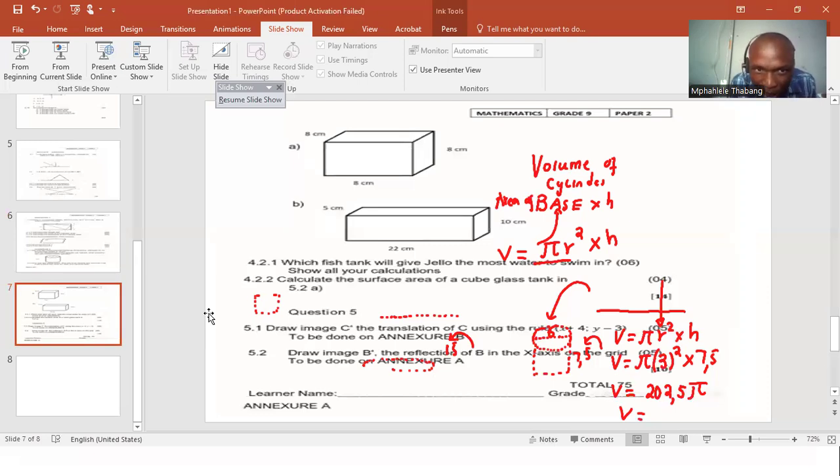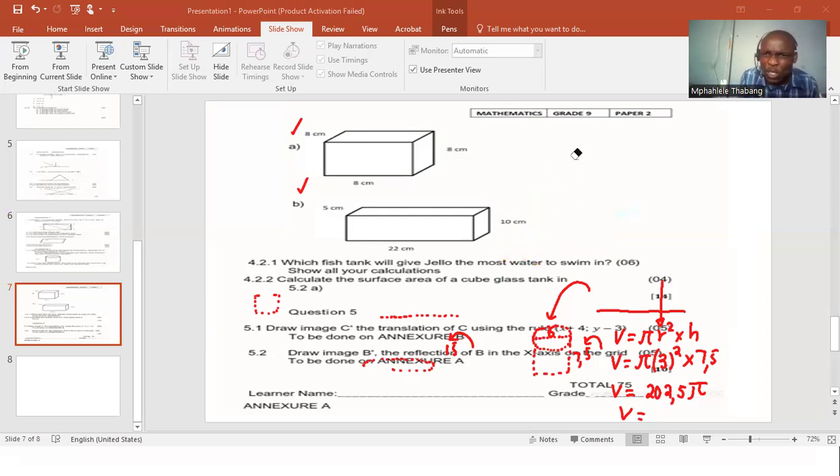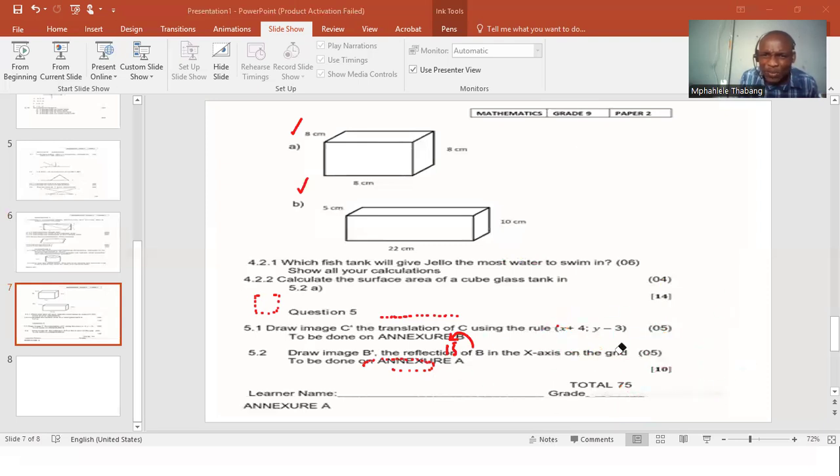Okay. Now we see that we have got 2 fish tanks. In 4.2.1, we have got two fish tanks, one on A, the other one on B. The question says, which fish tank will give Jello the most water to swim in? Show all your calculations. The question simply says, which fish tank will carry a higher amount of water?